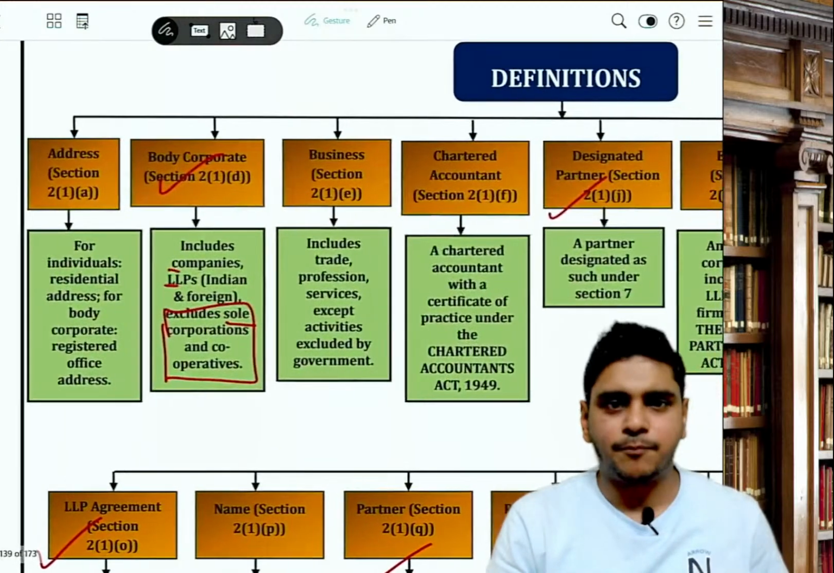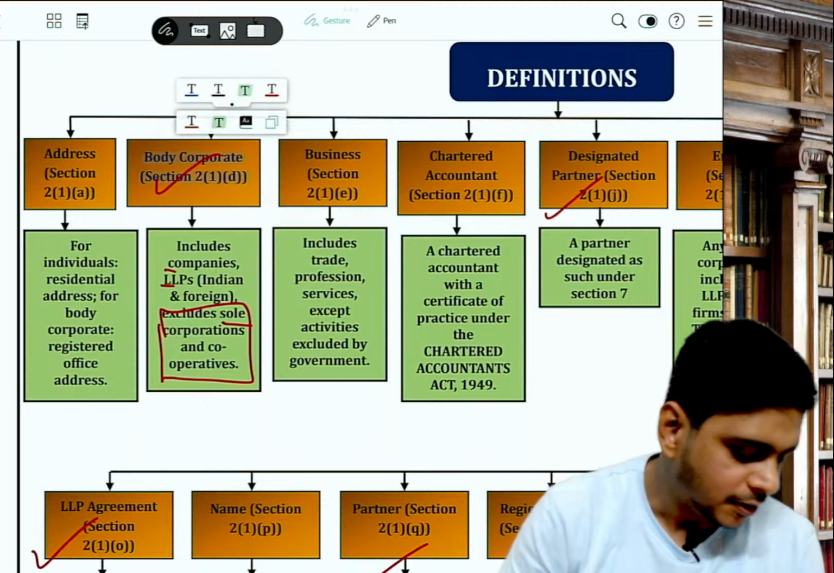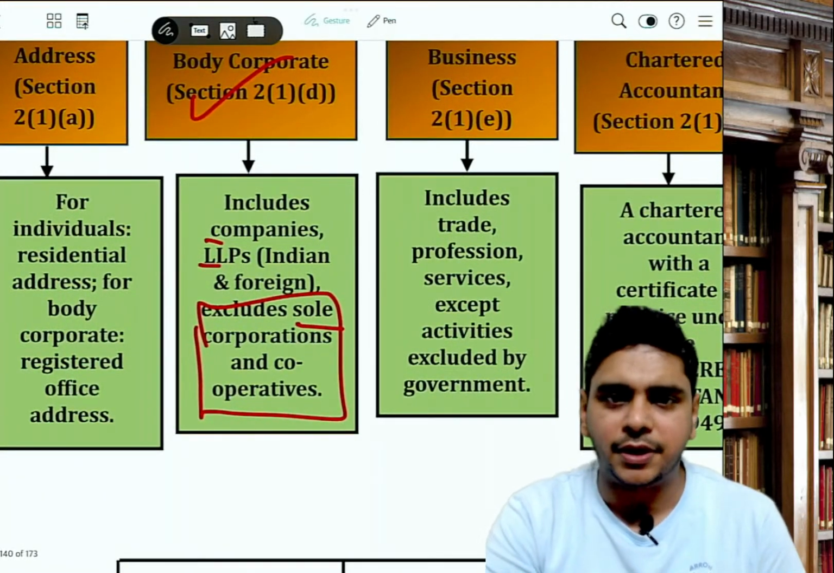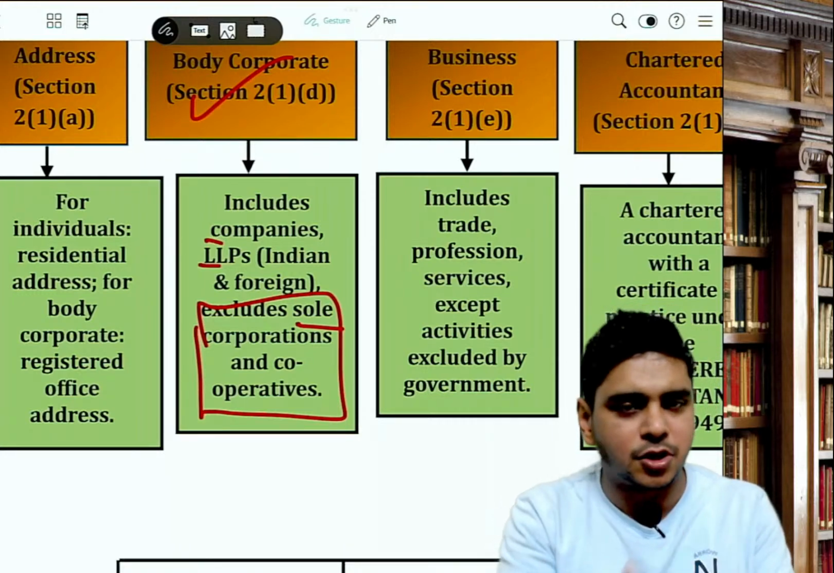There are a few definitions which are important. Not every definition is important, so we'll do only the important ones. First one, body corporate. Body corporate will include everything: company in India, company in foreign, LLP in India, LLP in foreign, except sole corporation and corporate society.